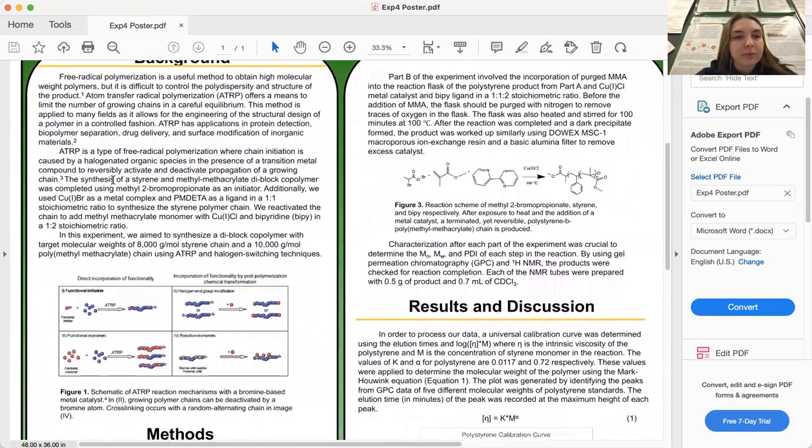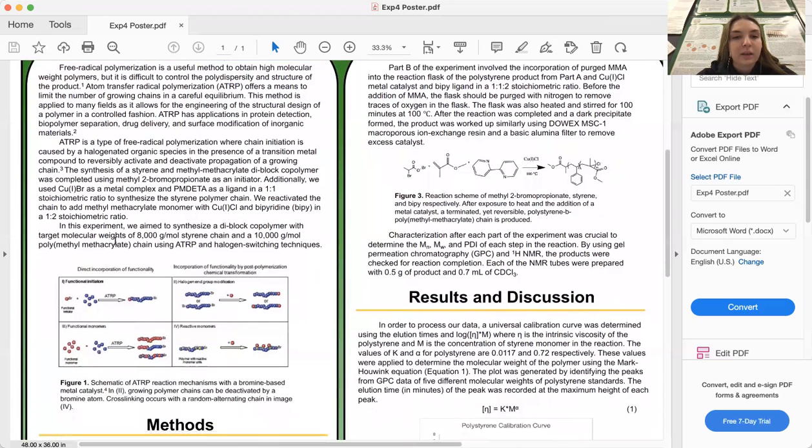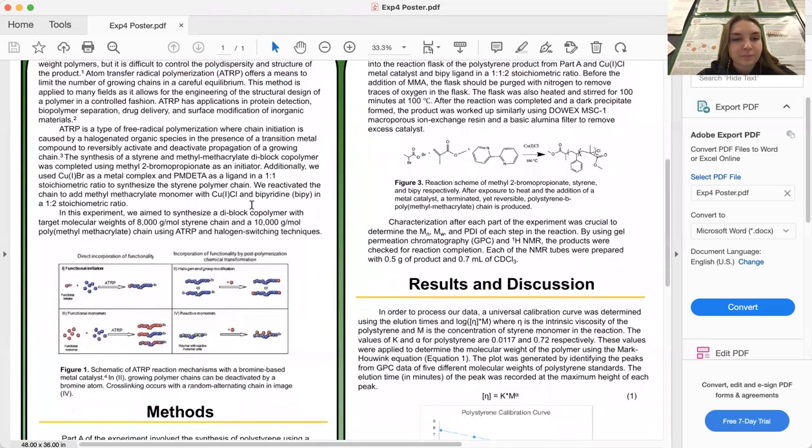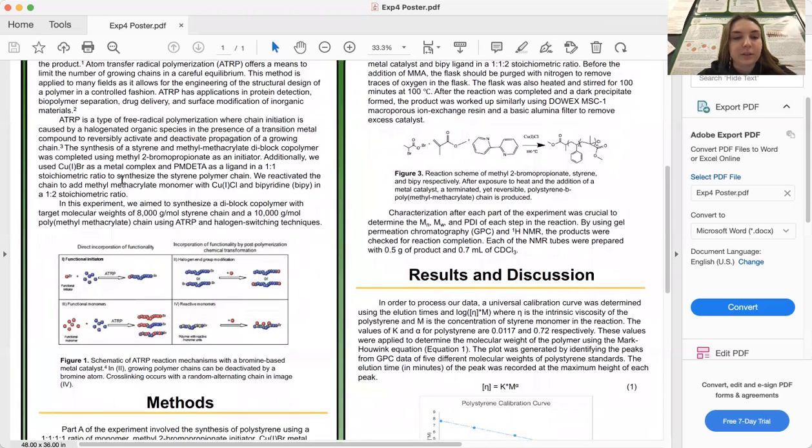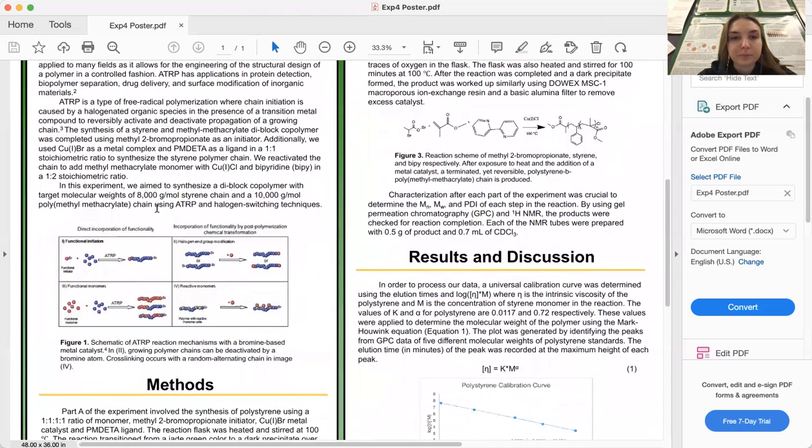In this reaction where we focused on ATRP, our goal was to make a copolymer with styrene and MMA. We first started the first reaction with styrene, copper bromide as a metal complex, and PMDETA as our ligand in a 1-to-1 stoichiometric ratio. And in the second reaction, we combined our styrene product with copper chloride and BIPY initiator in a 1-to-2 stoichiometric ratio.